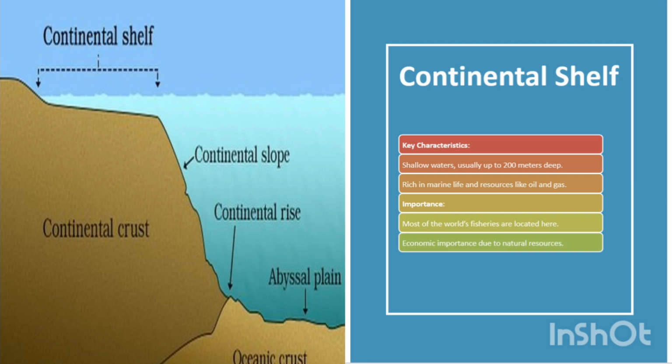First up, we have the continental shelf. This is the part of the continent that is submerged underwater. It's typically a shallow, gently sloping area and is an extension of the land mass into the ocean. The key characteristics of this feature are the shallow water, usually up to 200 meters deep, rich in marine life and resources like oil and gas. The importance of this feature is that most of the world's fisheries are located here. Economic importance due to natural resources.